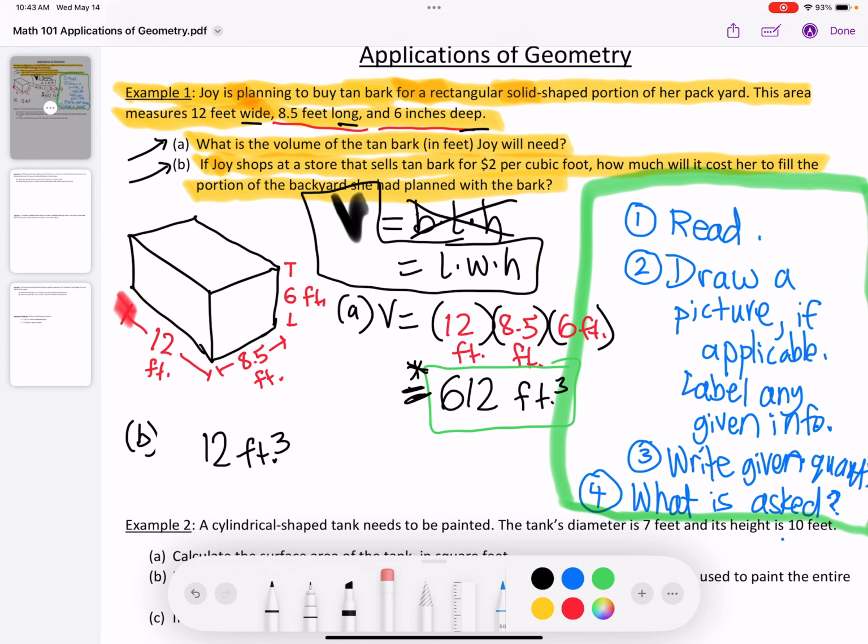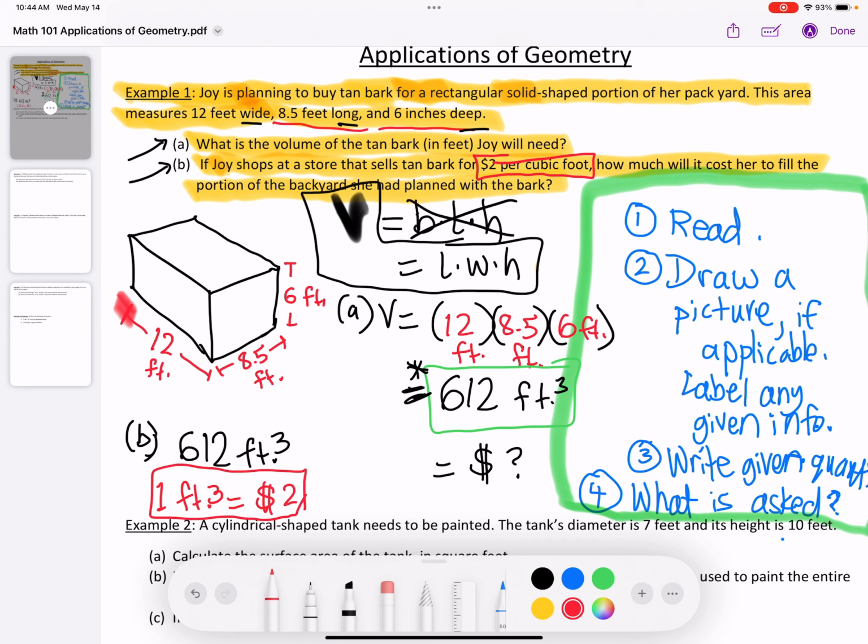But if we want, now that we have more theory behind us with the last section on converting units, I'm starting with 612 cubic feet, and I want to convert that to dollars. I want to know how much that's going to cost. They gave us the conversion, at least for the store Joy's going to. I'm not going to the store. $2 per cubic foot. So that means 1 cubic foot is equal to how much? $2. They just said it, and I forgot already.